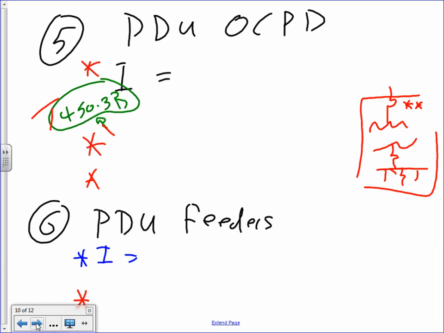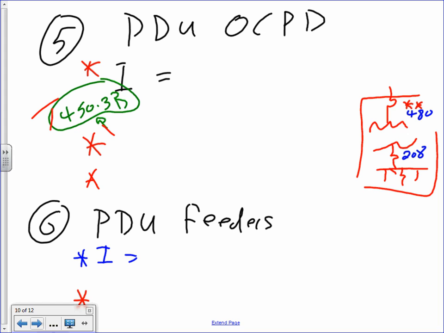Okay, PDU, overcurrent protection device. I want to remind you guys, what does the PDU have inside it? There's a transformer inside the PDU, because it takes the 480 right here down to 208. And all in one big box. There is a transformer inside it. So because there is a transformer inside it, I would use the transformer rules, my friends.